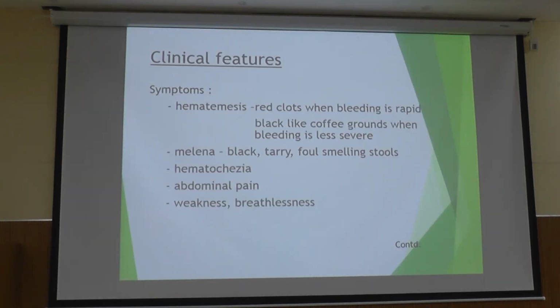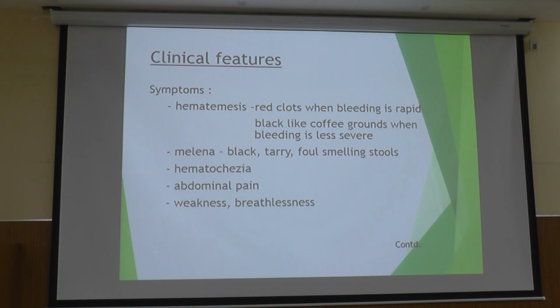Now coming to the clinical features, what the patient presents with. As our topic is upper GI bleed, they present with hematemesis, which is vomiting of blood. By the color of the blood they are vomiting, we can say whether the bleeding is rapid or less severe. If they are vomiting red clots, then the bleeding is rapid, and if they are vomiting black, coffee-ground-appearing material, then we can think the bleeding is less severe.